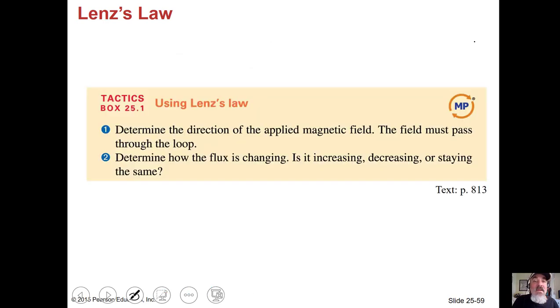Determine the direction of the applied magnetic field. The field must pass through the loop. Determine how the flux is changing: increasing, decreasing, or staying the same. So Lenz's law, there's no formula for this. It's just going through and figuring out which direction the induced current is going to flow through the loop.